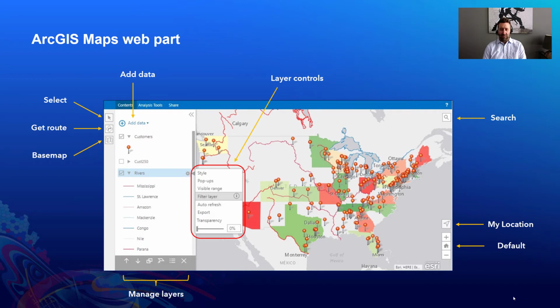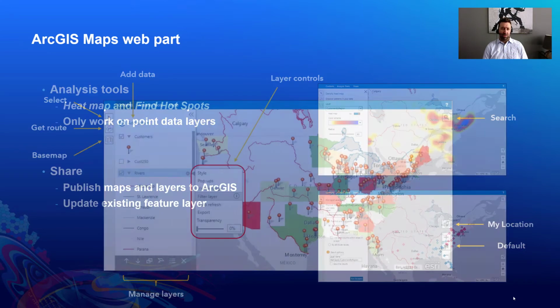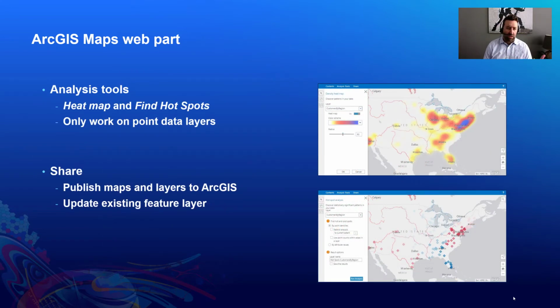So again, high-level preview here of what we're seeing in the classic bits. Here's where I add my data, my TOC, and changing transparency. Anything that involves authoring the map within my SharePoint site. A couple of the analysis tools that are here, great. It's always lovely to see heat maps and hotspots. But more importantly, once I do something with my data from SharePoint, maybe I want to go ahead and publish this and its layers to ArcGIS, or I want to update an existing feature later in ArcGIS based on this geo-enablement that's happening within SharePoint. And that's a really big feature.